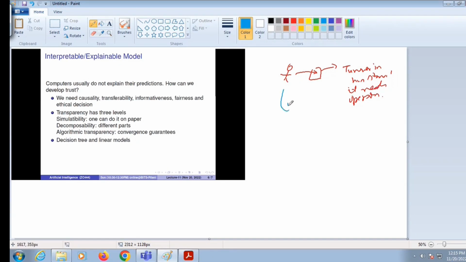So the person asks, what is the probability that there is a tumor? It says the probability is 0.50001. Probability of being tumor is 0.50001. Or I can say the probability of tumor is 0.0001. This is the probability of tumor. So now what would this person say to this particular computer? Please tell me.